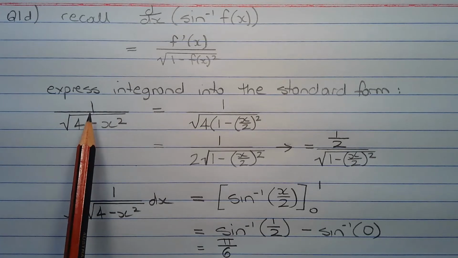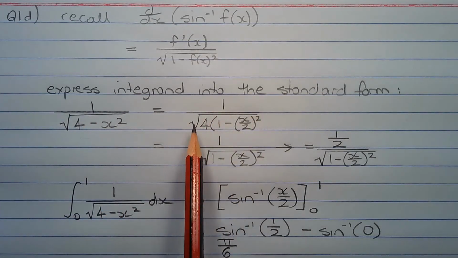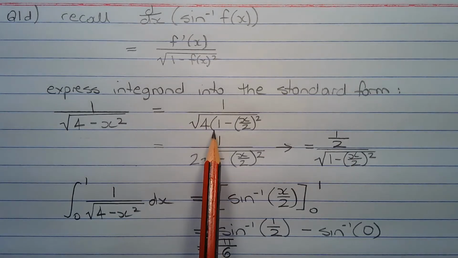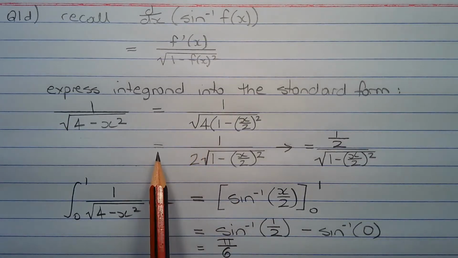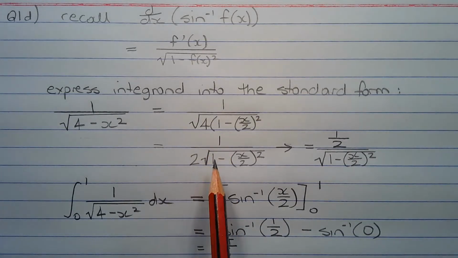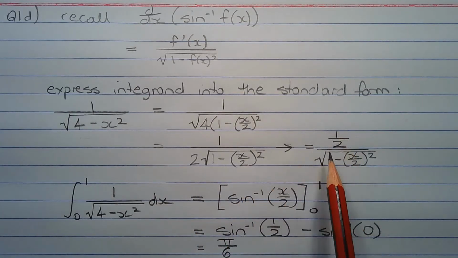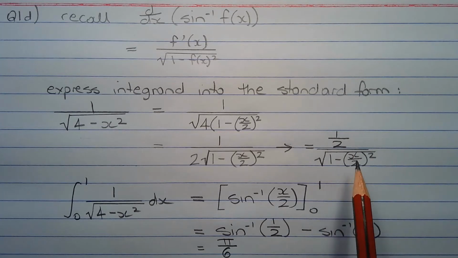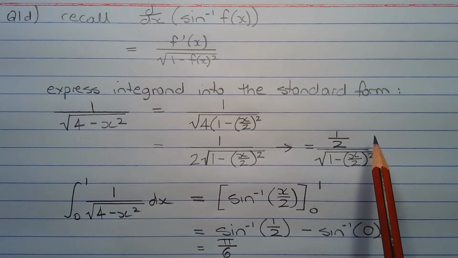So 1 over the square root of 4 minus x squared is equal to 1 over the square root of 4 outside of 1 minus x over 2 squared. Taking the 4 outside of the surd, that's equal to 1 over 2 times the square root of 1 minus x over 2 all squared, which equals half over the square root of 1 minus x over 2 squared. Now the derivative of x over 2, that's our f of x, is equal to half. So this is now in the standard form.